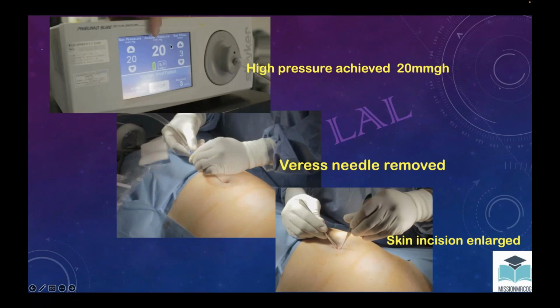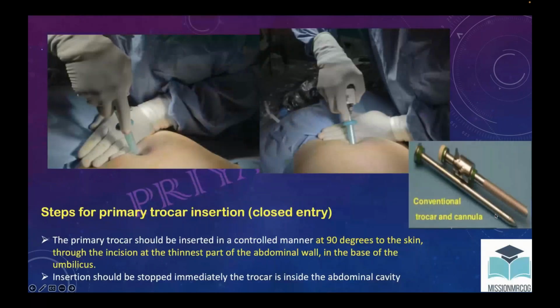After that, they remove the Veress needle and enlarge the skin incision. Why are they enlarging? Because they have to put in the primary port. Now this is the primary port. You might have seen this. This is the trocar with cannula.